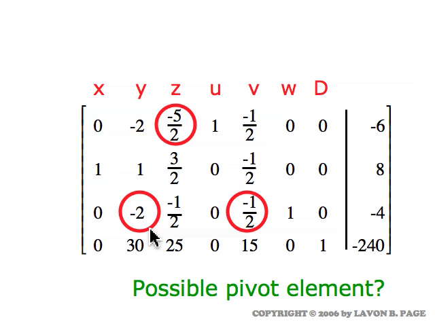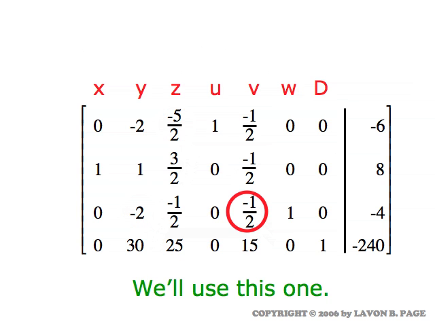You can check for yourself and find out if you're working in column 3, the pivot element would have to be -5/2, or in the V column it would have to be -1/2. So we could pick any of those three choices for our next pivot element. Let's pick the -1/2 in the V column and see what happens.